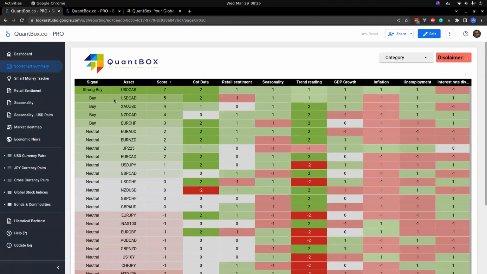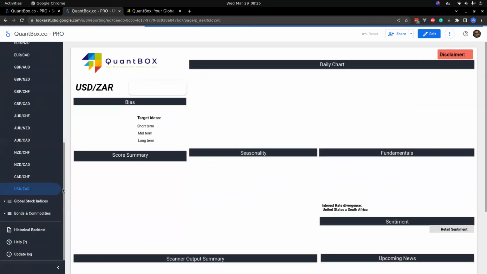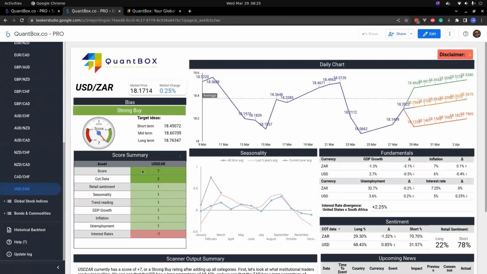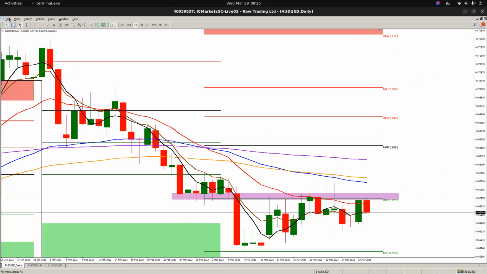Now, a good example of a pair which has got solid numbers across the board would be USD ZAR. So looking at USD ZAR, you can see here, USD ZAR is pretty green, right? Except for interest rates. So here, you're not too concerned about things changing. However, you will have to pay attention to where price is from a positional perspective. Let's jump into it. So the first one being USD ZAR. Let's go to our charts and have a gander.